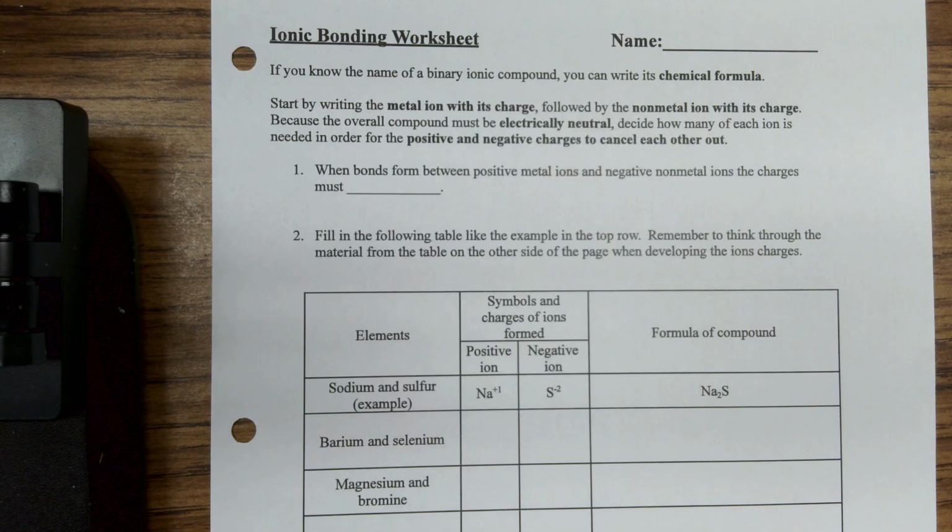One, start with writing the metal ion and its charge, followed by the non-metal and its charge. Because the overall compound is electrically neutral, decide how many of each ion is needed in order for the positive and negative charges to cancel each other out. When bonds form between positive ions and negative ions, the charges must what? What must the charges do, guys? It's literally in the paragraph I just read. Cancel each other out.